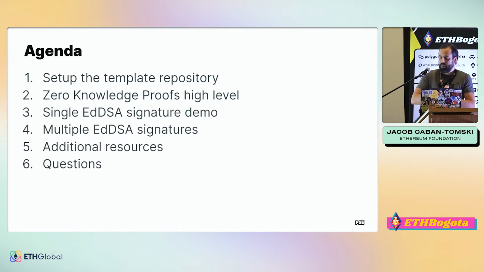To go over all the things we're going to cover today, we're going to set up the template repository. We're going to go over, at a very high level, how zero-knowledge proofs work, specifically non-interactive zero-knowledge proofs. We're going to go through a single EDDSA signature demo. Time permitting, we'll also go through a modification to that to handle multiple EDDSA signatures. And then I'll cover some additional resources for follow-up if you want to learn more. And then finally, we should have a good amount of time at the end for any questions people might have.